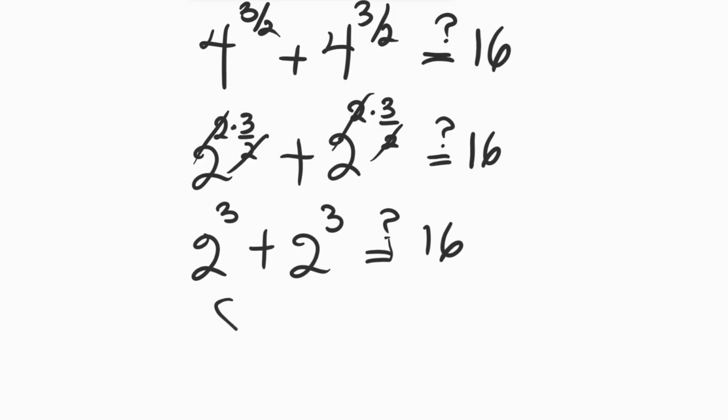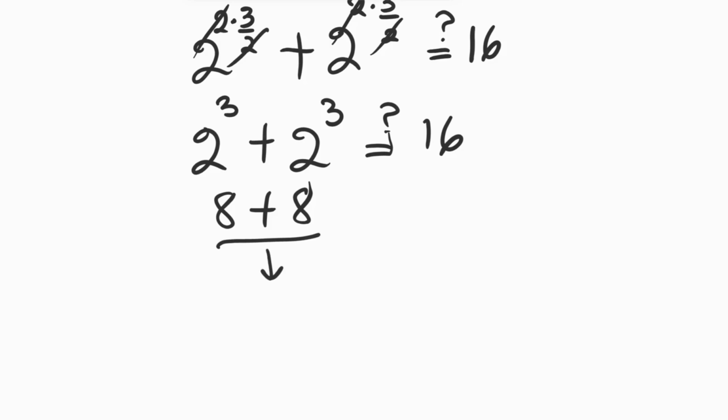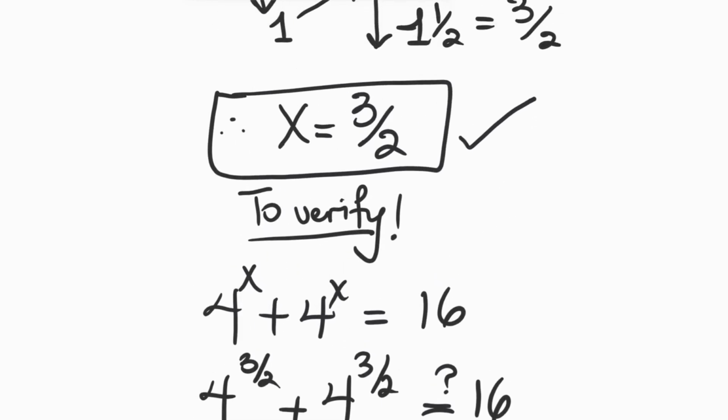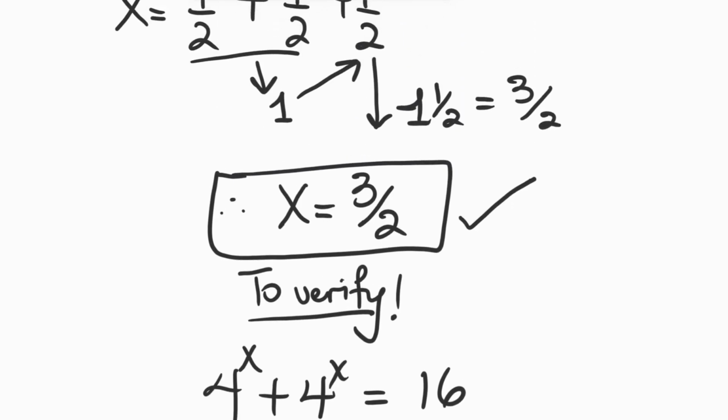And 2 raised to the power 3 is 8 plus 8. And we see that 8 plus 8 will give us 16, which is exactly what we have on the right hand side. So the left hand side is equal to the right hand side. Therefore, this just simply proves that our value of x, which is 3 over 2, is the correct answer to this question.